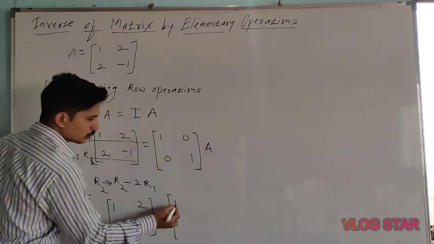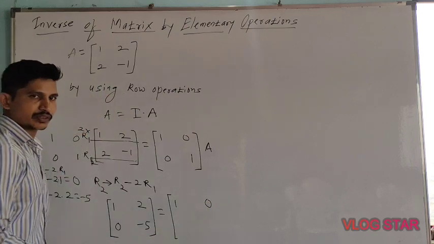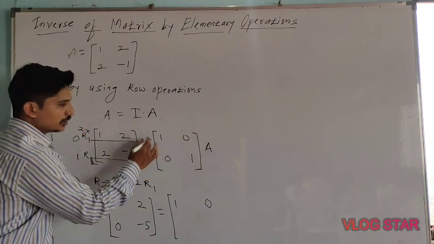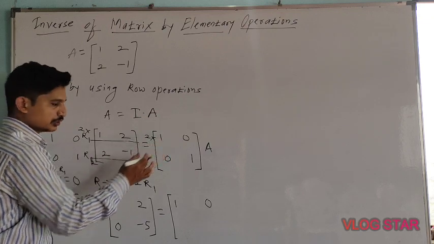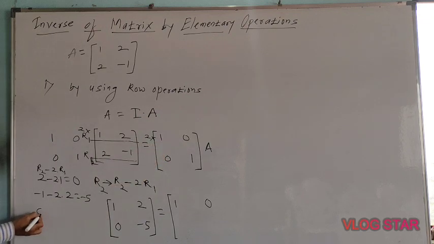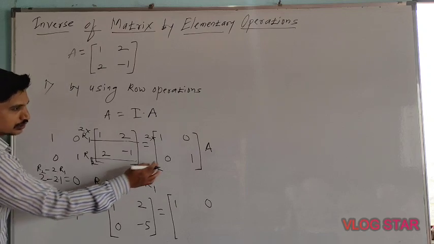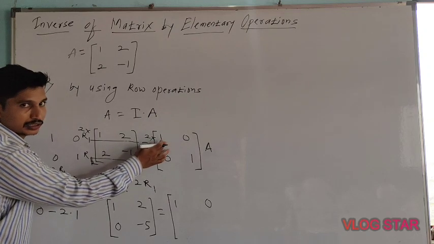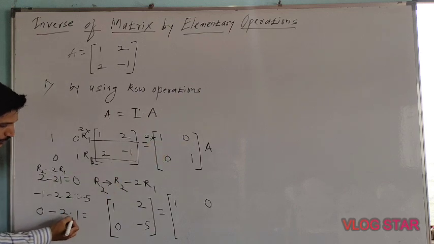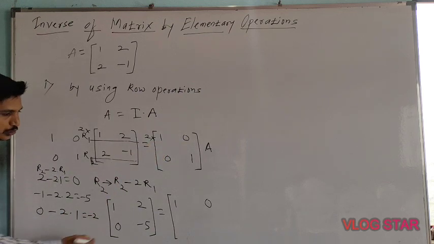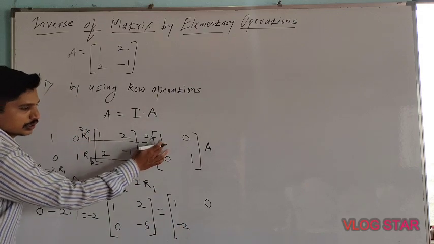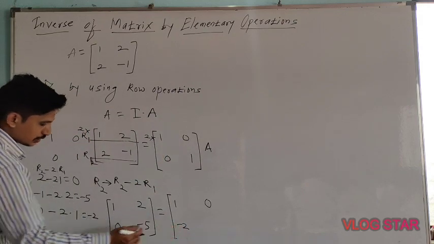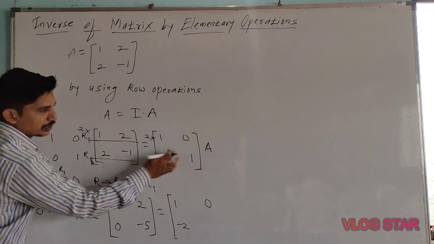See that, first is as it is, 1 0 as it is. Now here row 2 minus 2 into row 1. So what I will do here, just see: 0 minus 2 into 1. 0 minus 2 into 1 is what here? Minus 2. So here will come minus 2. Next, see that 1 minus 2 into 0.